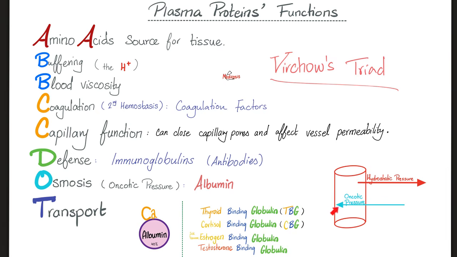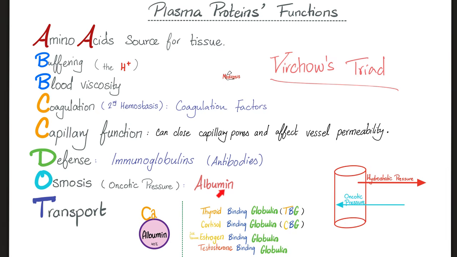Osmosis, especially albumin. Albumin is responsible for the oncotic pressure. Here's the deal. If you want a pressure that pushes stuff out of the vessel, it's called hydrostatic pressure. If you want a pressure that pulls fluids towards the vessel, this is an oncotic pressure. Who's responsible for the oncotic pressure? Albumin, baby. Why albumin? Why not globulin?